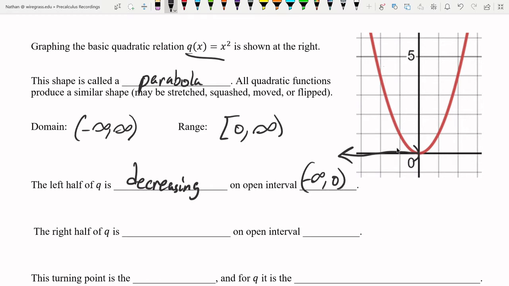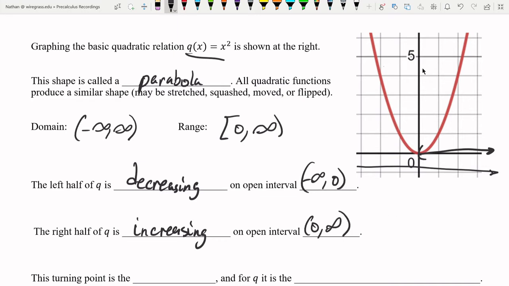And likewise, you can see as we go left to right, from this point of 0, going rightward, the function actually goes upward. And these are more and more positive values of y. Therefore, the function is increasing on the right-hand side. And this is on the open interval of the domain from 0 to infinity. We always look at intervals of the domain, not the range.